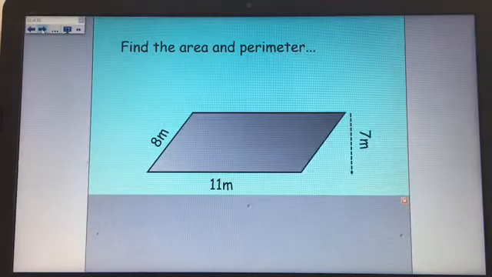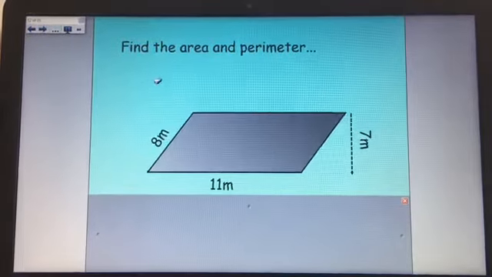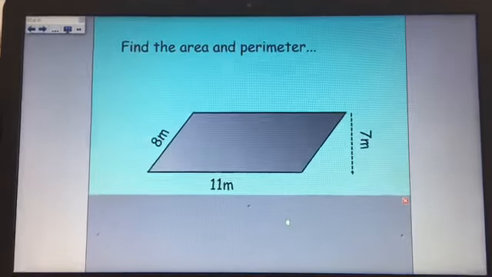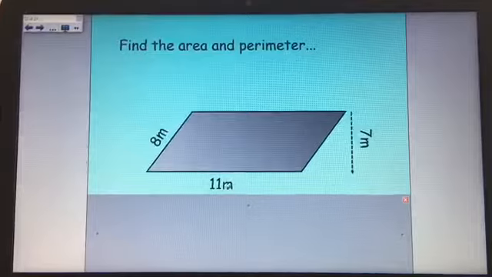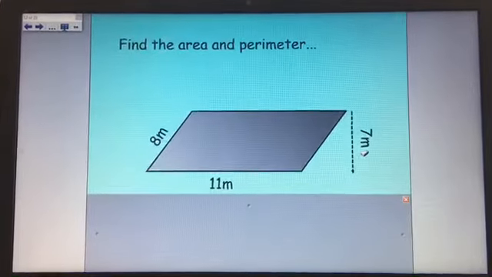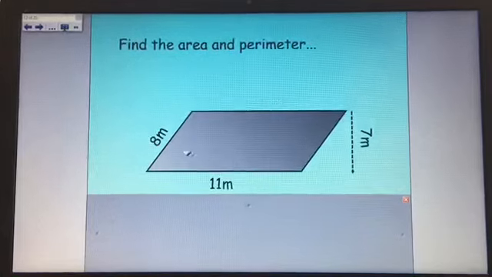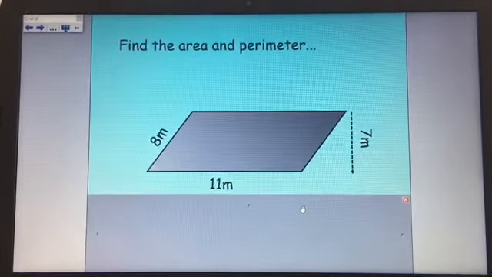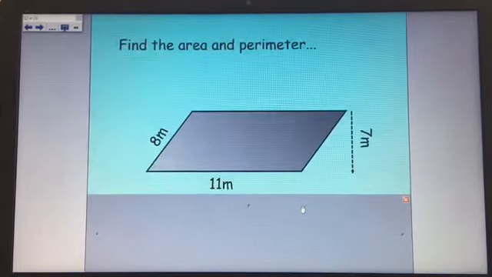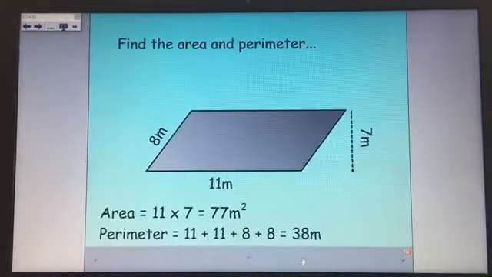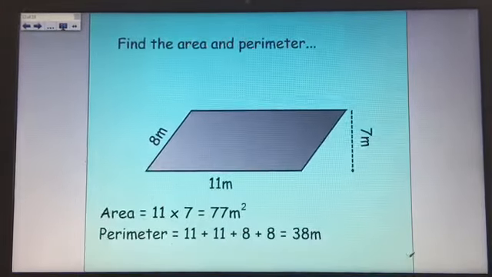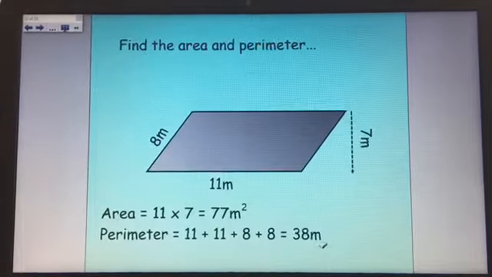Okay, find the area and perimeter of this parallelogram. So the area is base times height, so you should do 11 times 7, which makes 77 meters squared. Perimeter, same as a rectangle, double the sides and then add them together. So double 11 is 22, double 8 is 16. Add them together and you should make it be 38 meters.